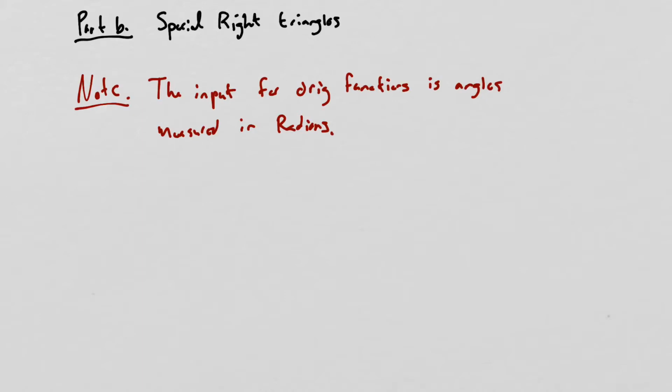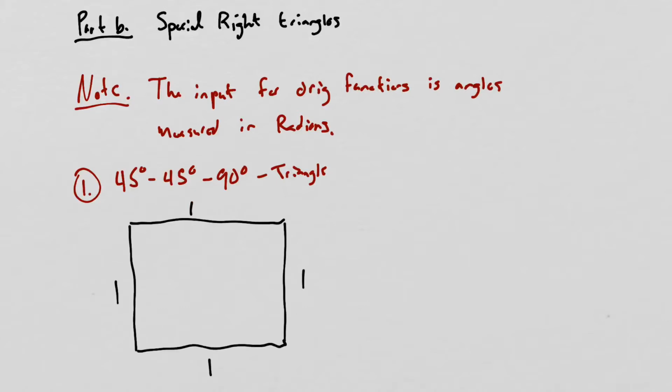Let's look at special right triangles now. The first one we'll be looking at is the 45-45-90 triangle. To first construct this triangle, let's take a square with side length 1. Then we'll bisect an angle of the square. Since a square has each angle equal to 90 degrees, by bisecting it, we've created two angles of 45 degrees.